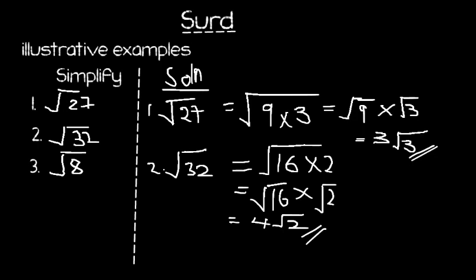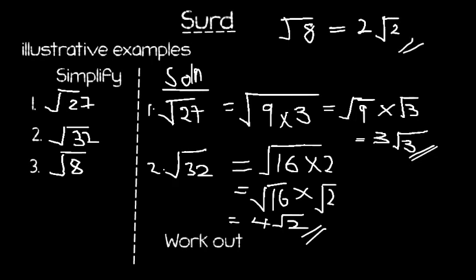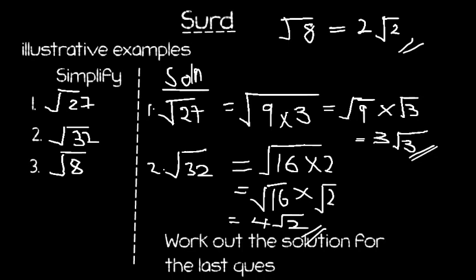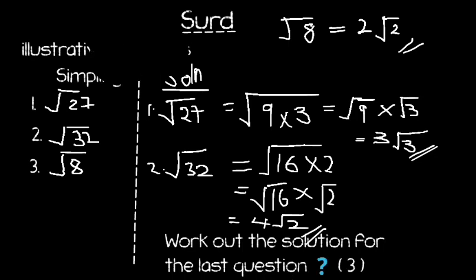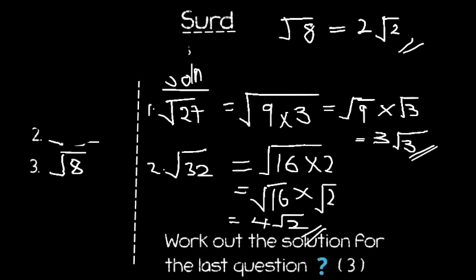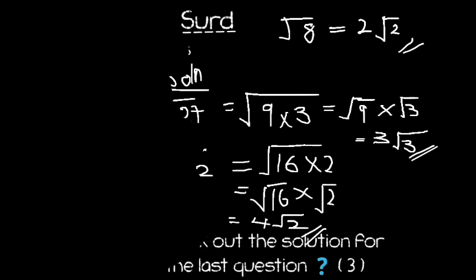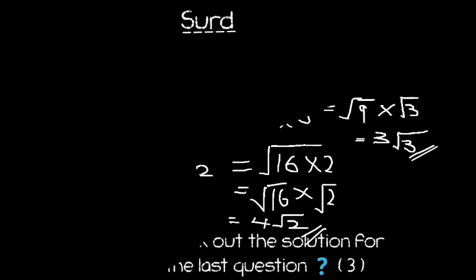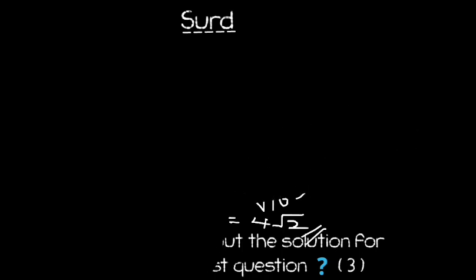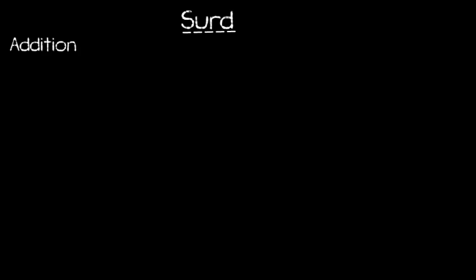Work out the solution for the last question. You know the answer is to be 2 root 2. So work it out. When you don't get 2 root 2, it means that the work you are doing is wrong. So take note of that.